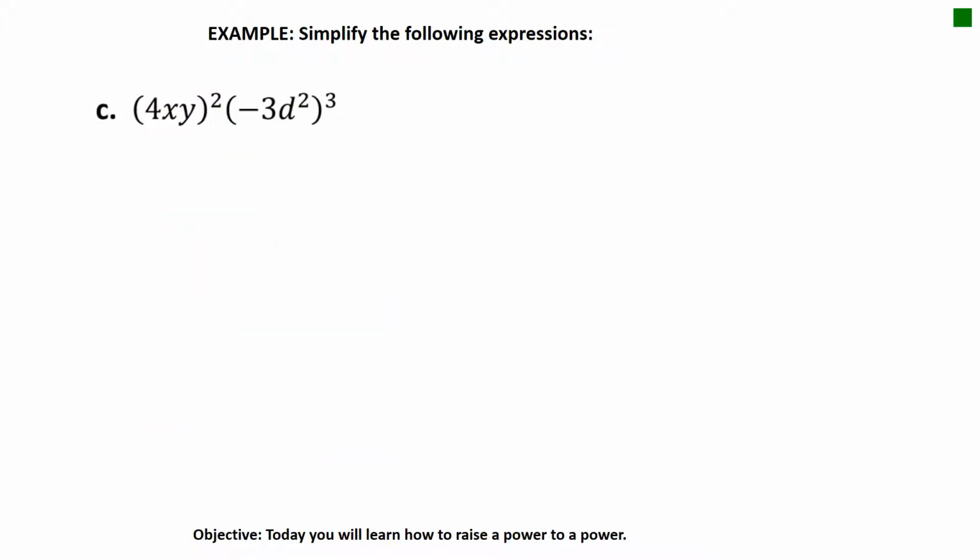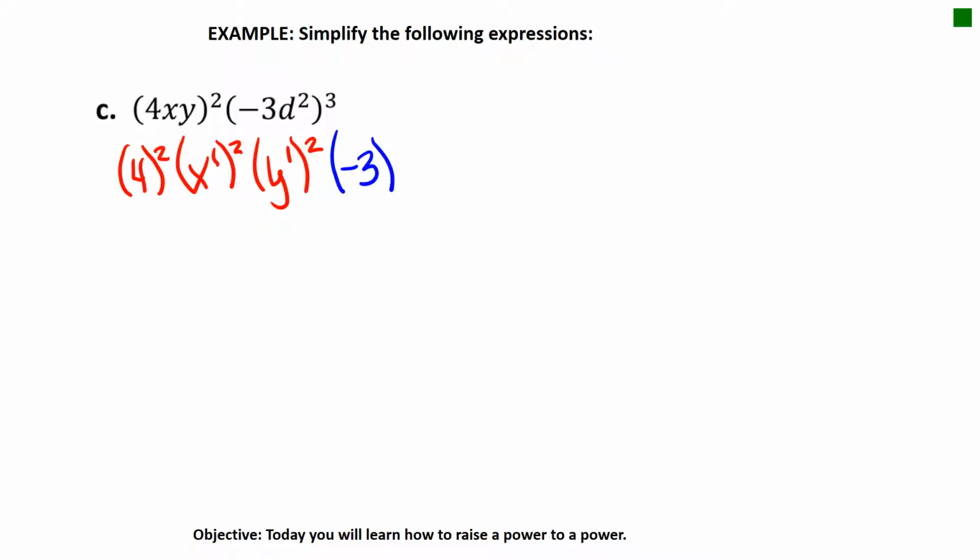Okay, oh my gosh, so much going on here. We've got houses and 2 different creepers. So in the first house, 4 has a creeper of 2. X to the first has a creeper of 2. Y to the first has a creeper of 2. Okay, they're actually called powers, but it's okay. -3 is the base with a creeper of 3. D to the second is the base with a creeper of 3.